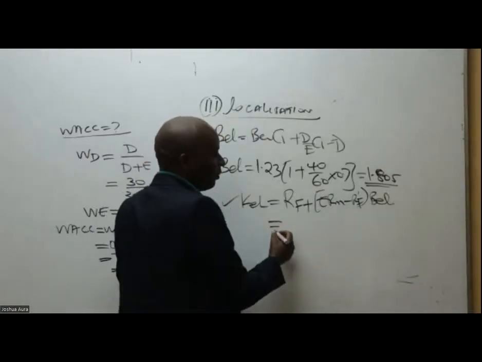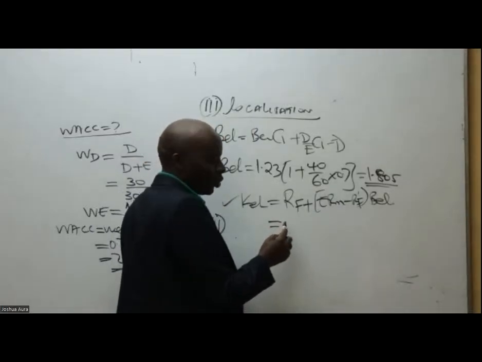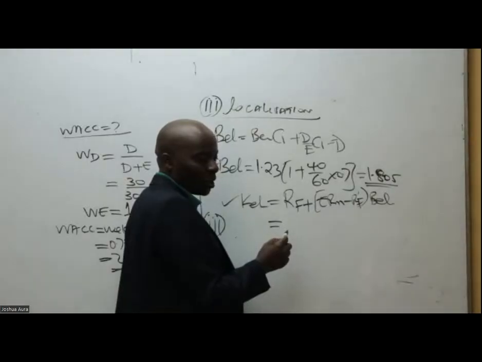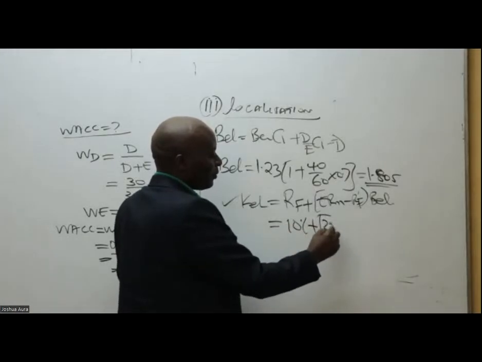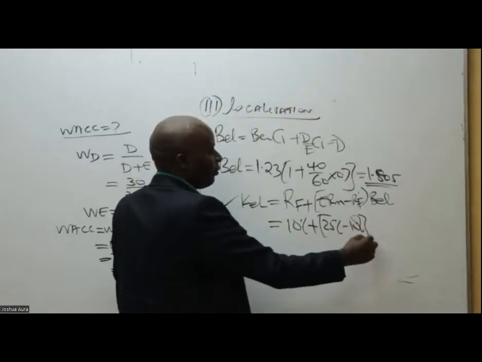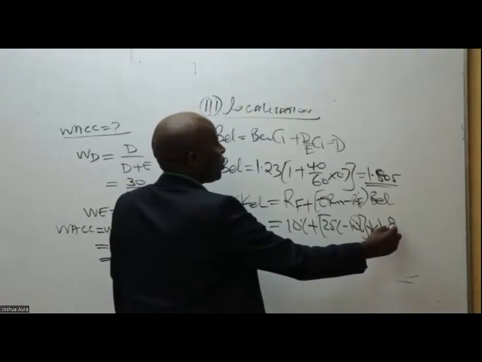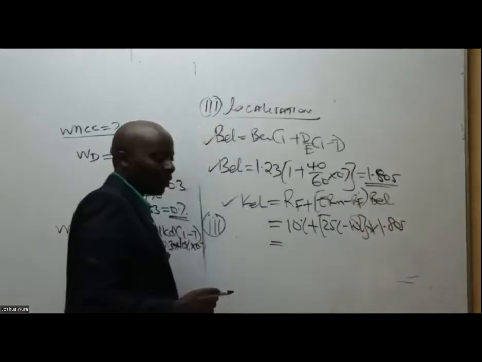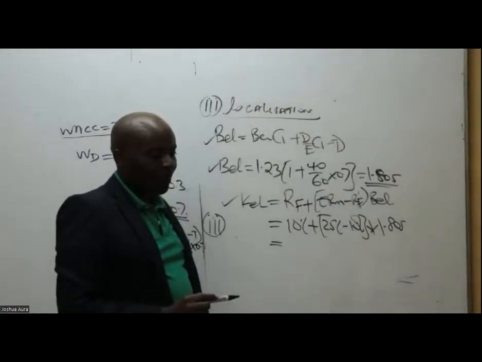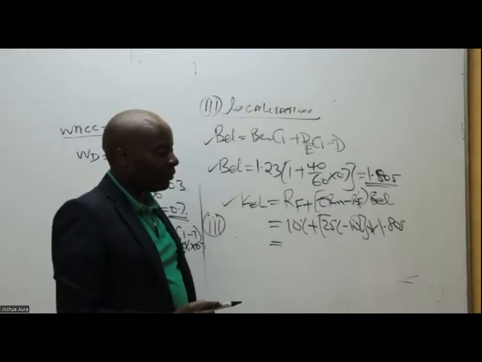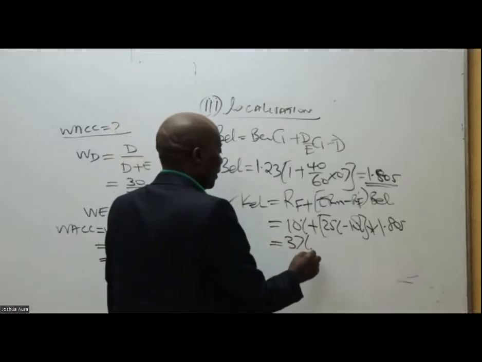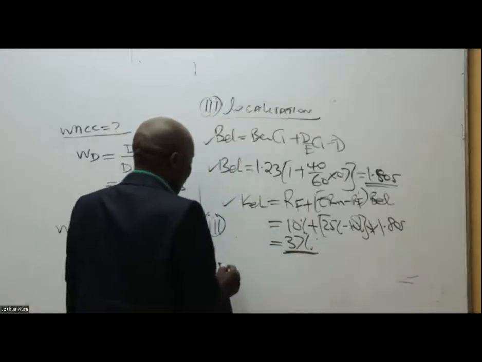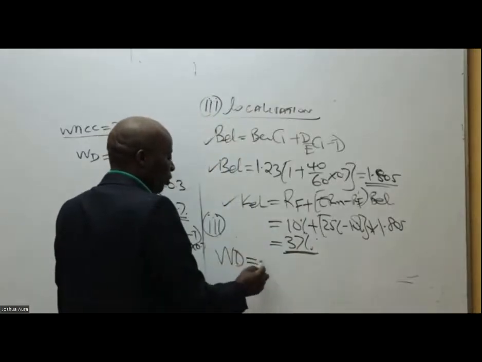So the risk-free, are you able to see the risk-free? Risk-free is what percentage? Risk-free, 10. Market returns, if my memory serves me well, was 25, minus 10, multiplied by the BEL that we have here, which is 1.805. So at the end of the day, what are we getting as our CAL? 37%.